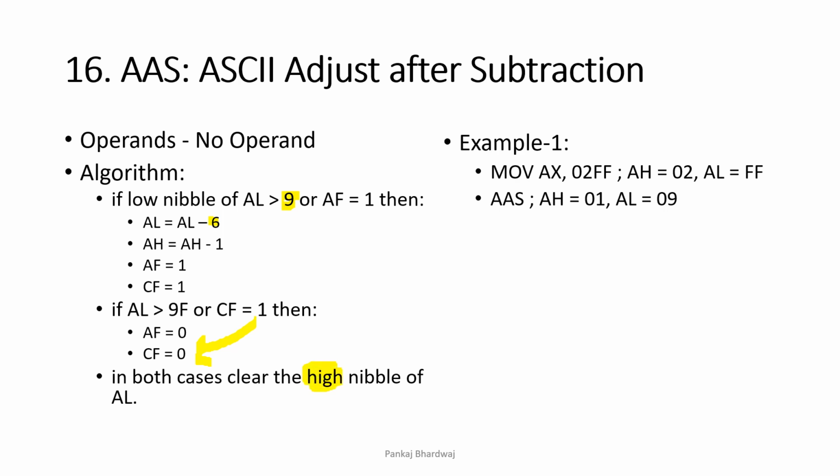So if, for example, MOV AX, 02FF, that means AH will be 02 and AL will be FF. If we give the command AAS, then AH will be 01. Why? AH will be 01 because it is decremented by 1. So 2 minus 1, that will be 1. And what about this? This is FF. That means we need to subtract 6. And when we subtract 6, F, that is 15, minus 6, that means it is 9. And since it clears the high nibble, this F9 will become 09. Clear?